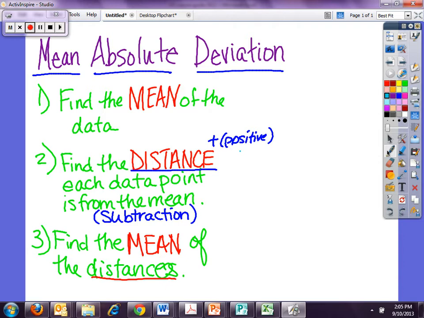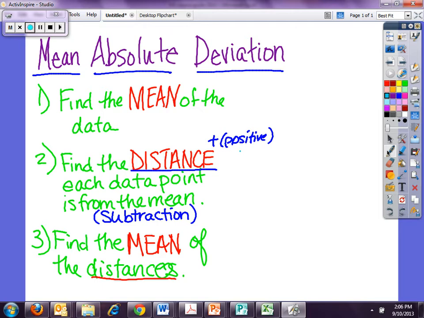Then step 2 is find the distance each data point is from the mean that we found in step 1. So we use subtraction, and our distance is always positive because that's the absolute value. And then we find the mean of the distances. So we then total up the distances and we divide by the number of data points.